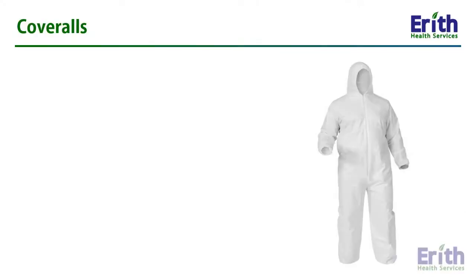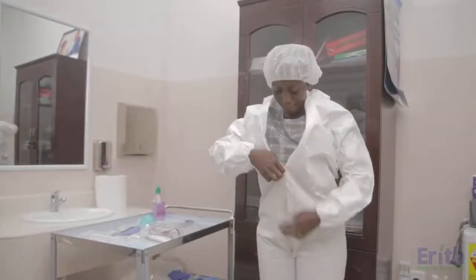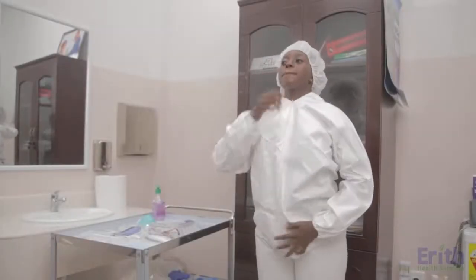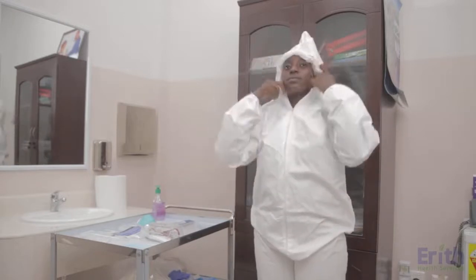Coverall. Coveralls are protective clothing used in the management of highly infectious cases. They must be worn by trained personnel to cover all areas of the body. Coveralls are often worn over scrubs clothing to offer additional protection. It covers the entire body from the wrist to the ankles and sometimes comes with a hood as well.